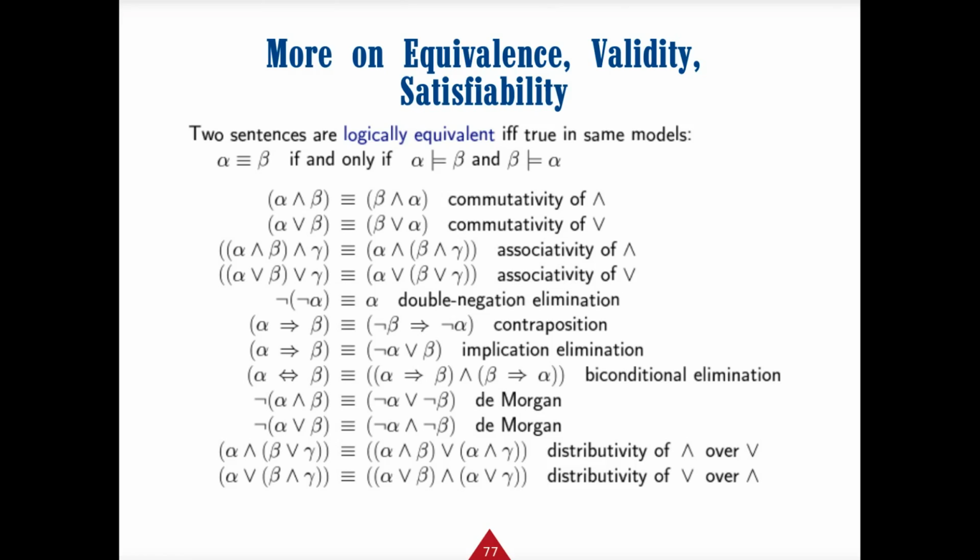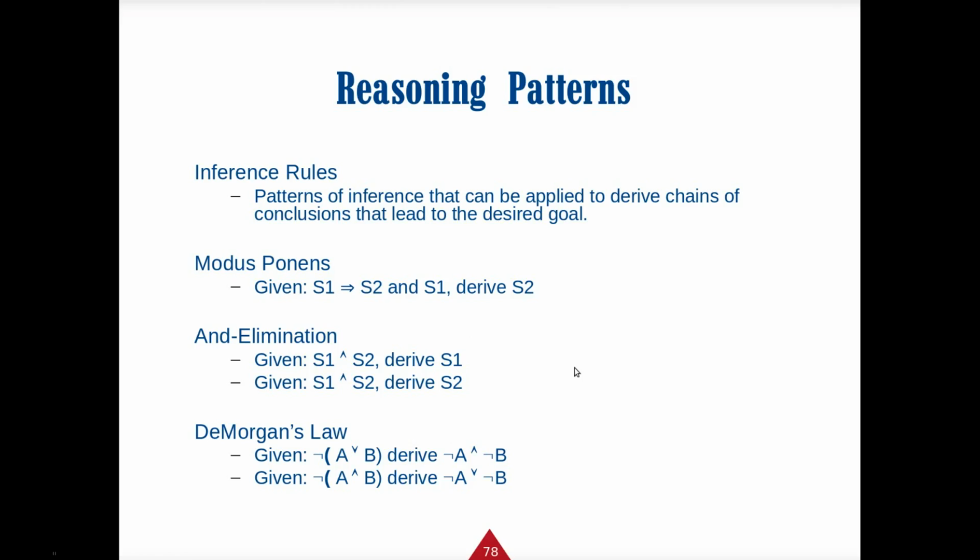And then we have a lot of rules for logically equivalent statements, very similar to arithmetic. We have commutativity, these next two lines, associativity, double negation, contraposition, implication elimination, biconditional elimination. We have two De Morgan's rules, and then distributivity. You can pause it and look over these rules. We're not going to get into too much, but I just want to let you know that if you get into more logic, there are these rules, and you use them to solve proofs.